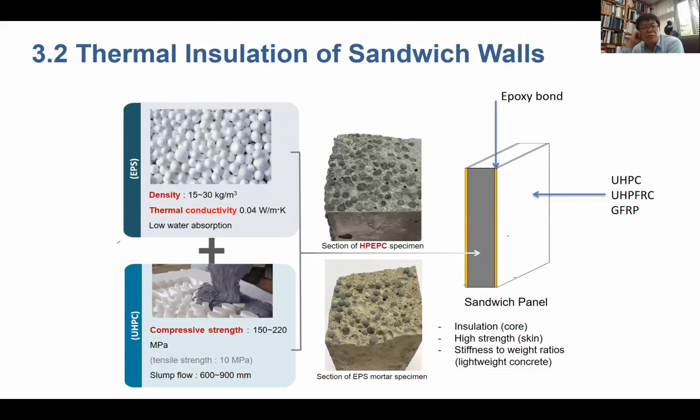So the mix of UHPC with EPS increases thermal resistance. If you use EPS, then 0.04 is this much thermal conductivity. So we applied this combination, which increased the thermal resistance, but the weight is reduced. So the result is this, HPEPC. We named it HPEPC. Then we used it as the core material between the sandwich.